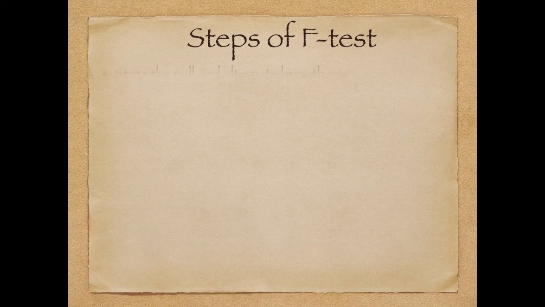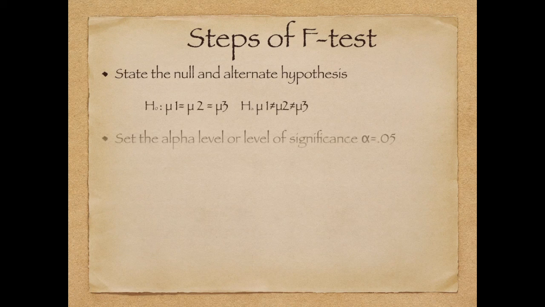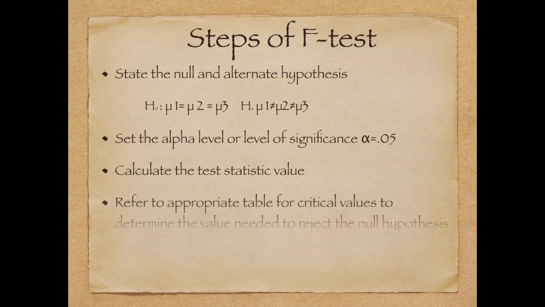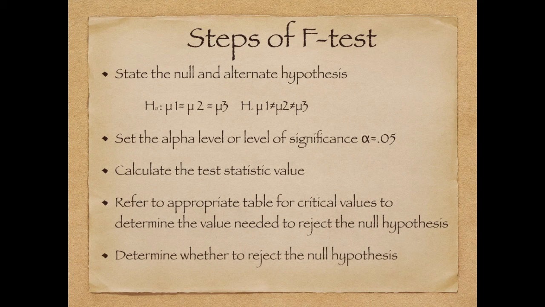Following proper research protocol, the administrators begin by stating the Ho and the Ha. In this case, the Ho, or the null hypothesis, states that there is no difference between the 3 groups, while the Ha, or alternative hypothesis, states that there is a difference. The alpha level is set at 0.05. Now the administrators are ready to run the F-test. After the calculations are complete, they will refer to the appropriate table to determine the critical value for rejecting the null hypothesis. Once all the data is gathered, they are ready to make their decision.